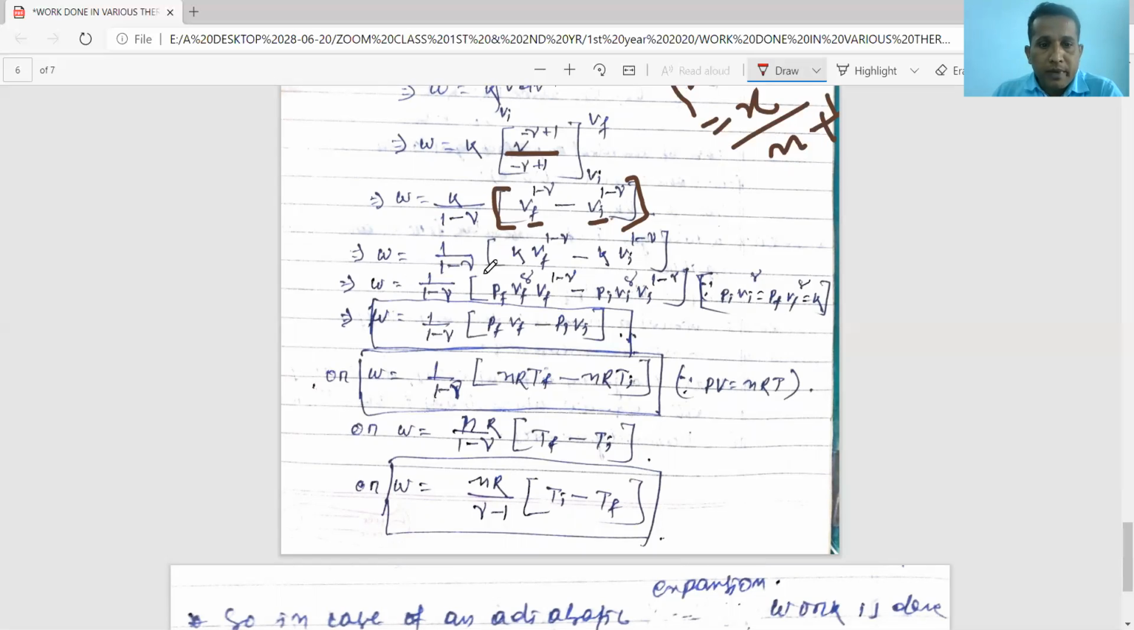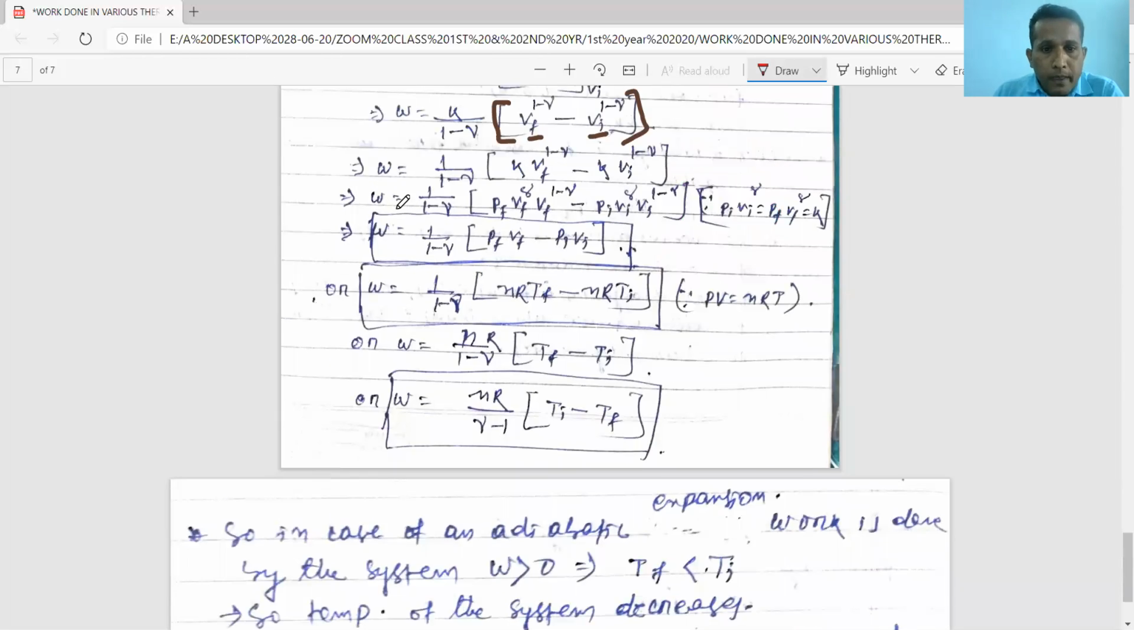W equal to 1 by 1 minus gamma. In place of Vf, we can write multiply K. So K you take into the bracket: K Vf to the 1 minus gamma minus K Vi to the 1 minus gamma. So W equal to 1 by 1 minus gamma, bracket, in place of K, I have written here Pf Vf to the power gamma.